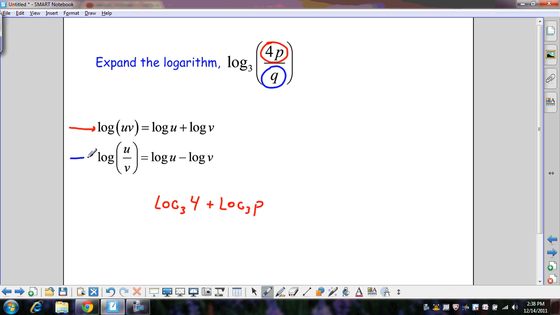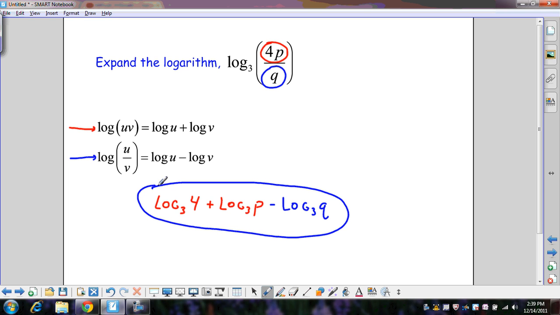Now what I want to do is I want to take a look at the bottom. Since the bottom is being divided, I'm dividing by q here, I'm going to use the second property, which tells me that anytime I have a quotient within a log, what I want to do is turn that into the difference of two logs. So therefore, I'm going to subtract log base 3 of q. And I'm done. That's it.